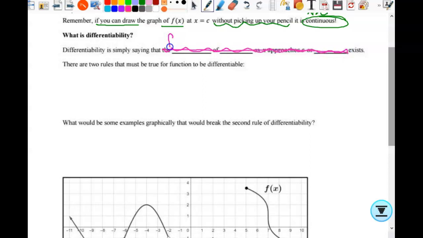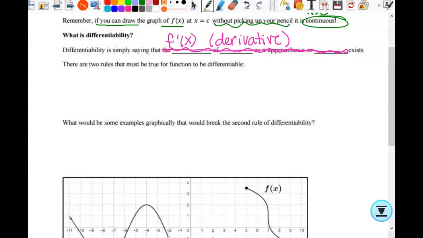Saying that f prime of x, the derivative, exists. That's what we're going for. If it is differentiable, then the derivative exists. That's what we are trying to get out there.